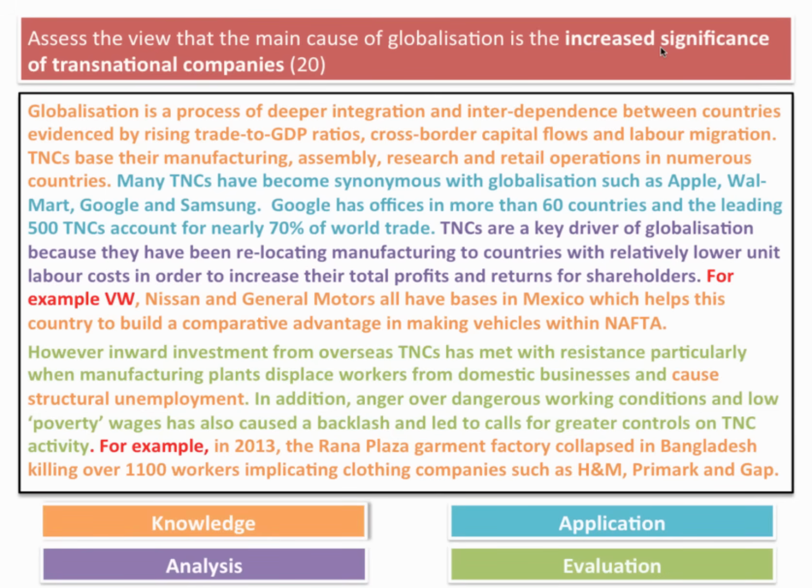Many of you will have good examples that you can use. But acknowledge there, Google's got offices in more than 60 countries, and 500 TNCs account for nearly 3/4 of world trade. So you're starting your answer with definitions, and you're starting to feed into the answer, just sprinkling the answer there with some good examples. Then I move into my analysis.